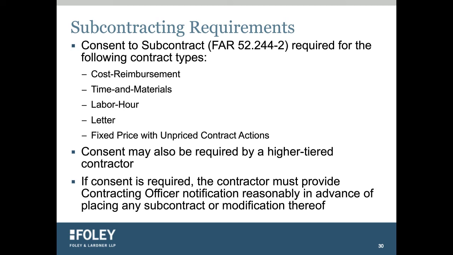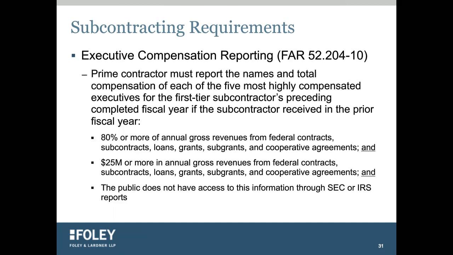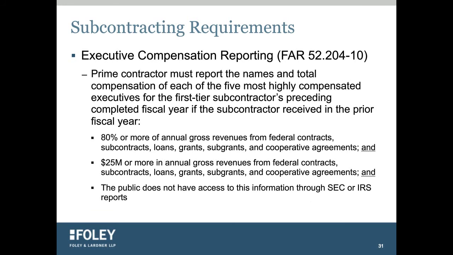Under FAR 52.204-10, as a prime contractor, you're required to report specific information related to your first-tier subcontracts over $30,000. You have to provide executive compensation information for a first-tier subcontractor if all of these criteria are met. And the reporting requirement applies to the prime contractor, not the subcontractor. So if you're a subcontractor, you should only provide the information needed for the prime to satisfy its reporting obligations.